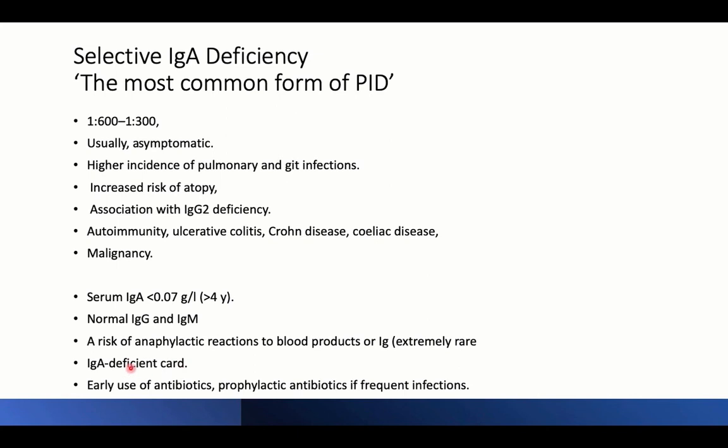This child should be given an IgA deficient card. So if he requires immunoglobulin or blood product transfusion, he should receive it IgA deficient. Early use of antibiotics and prophylactic antibiotics may be needed depending on the clinical course of the presentation.